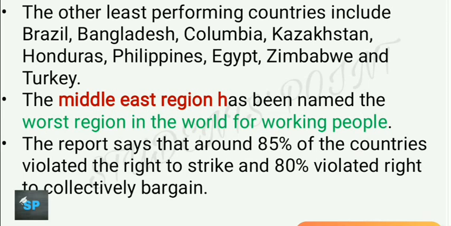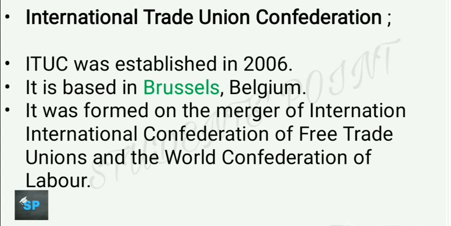And the Middle Eastern countries have been named the worst region in the world for working people. The report says that around 85% of the countries violated the right to strike of workers and 80% of the countries violated the right to collectively bargain. Have some brief about the International Trade Union Confederation. It was established in 2006, based in Brussels. It was formed on the merger of the International Confederation of Free Trade Unions and the World Confederation of Labour.